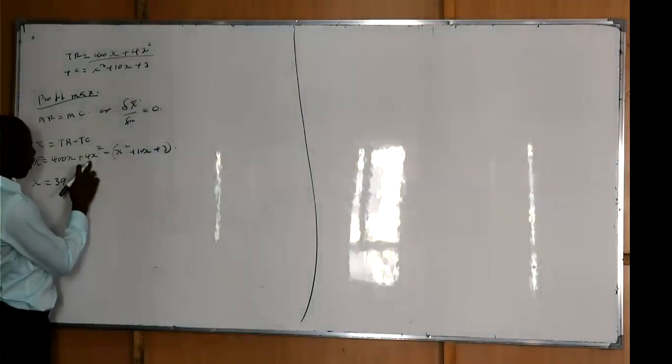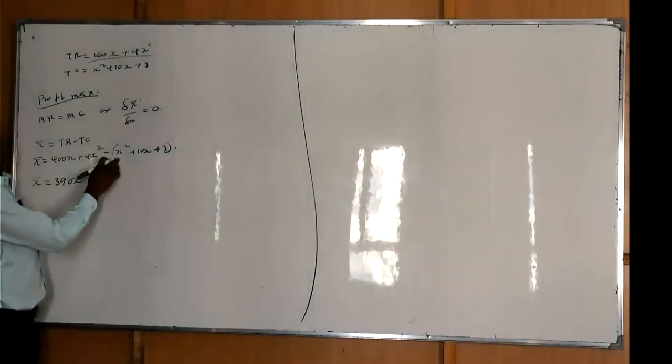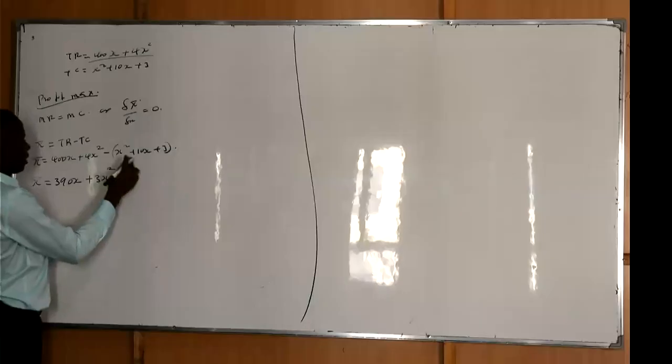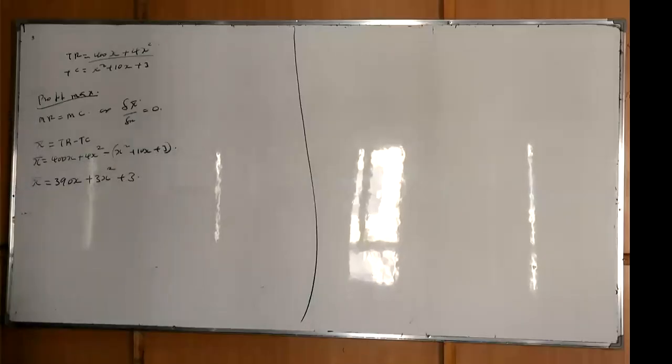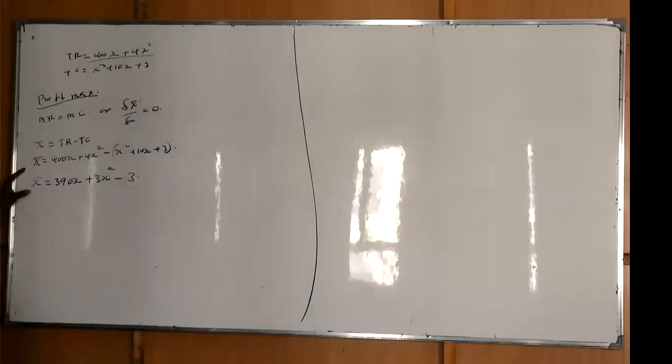Then 4x squared minus x squared, you get plus 3x squared, right? So negative becomes plus 3. So this is the profit function. Remember, this is the profit function. Now, for your profit maximizing.